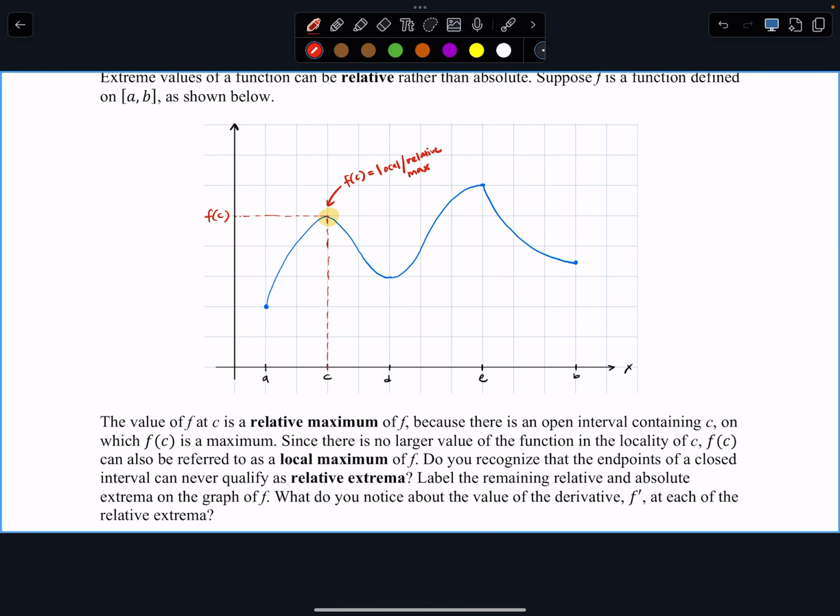In the groups that you're sitting in, can you please go through and label the remaining relative and absolute extrema? So you're identifying the absolute max and mins. This is a continuous function on a closed interval, so you know both exist. And also label the other relative or local max and mins. Take a moment to do that with your groups.